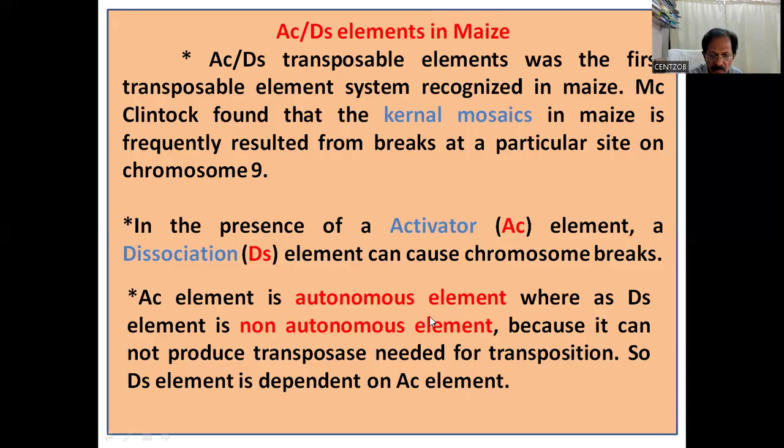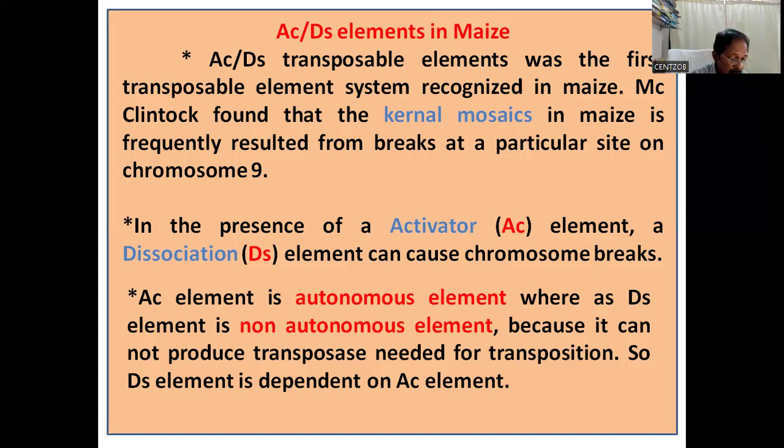The Ac element is autonomous. But one thing to remember: breakage at the Ds locus in chromosome 9 occurs only with the help of Ac. So Ac is an autonomous element, whereas the Ds element is non-autonomous because it cannot produce the transposase needed for transposition. So the Ds element is dependent on the Ac element. Details of the Ac/Ds element we shall study in a separate class.